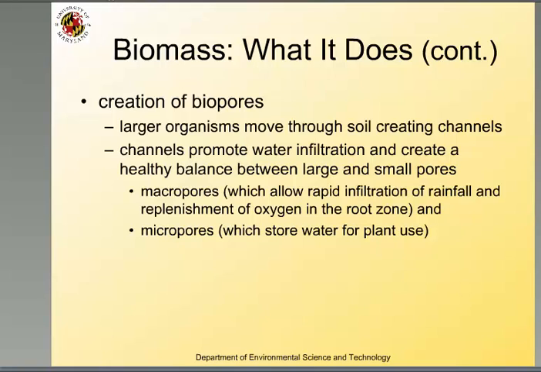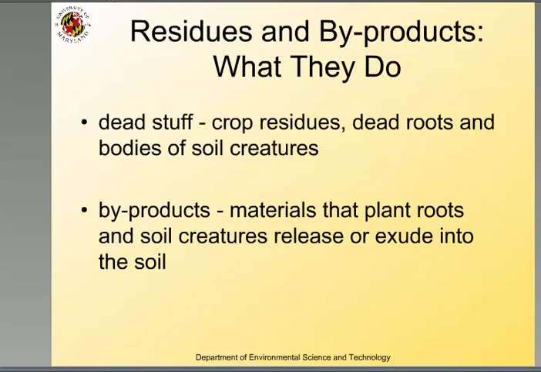Now, of course, it's also important to have the micropores. That's where water is stored that plants can use between rainfall events. So you want a balance between these two. You don't want all or nothing. Okay, residues and byproducts. This is the dead stuff. It could be crop residue. It could be dead roots.